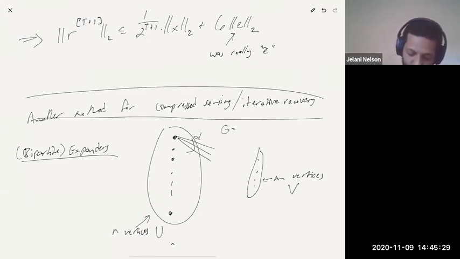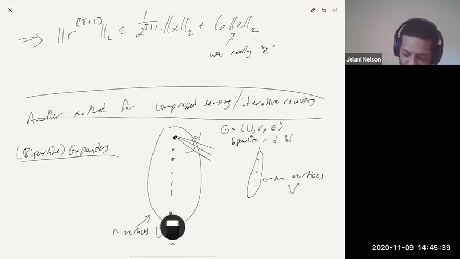So G is equal to (U, V, E). It's bipartite. And it's D left regular or left D regular. I don't know what order to say those things in. So what does it mean to be an expander? So we're looking at so-called lossless expanders.